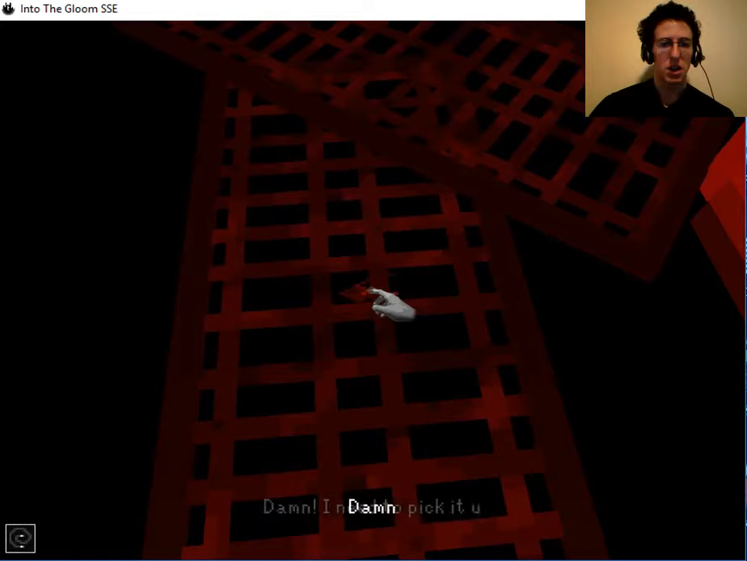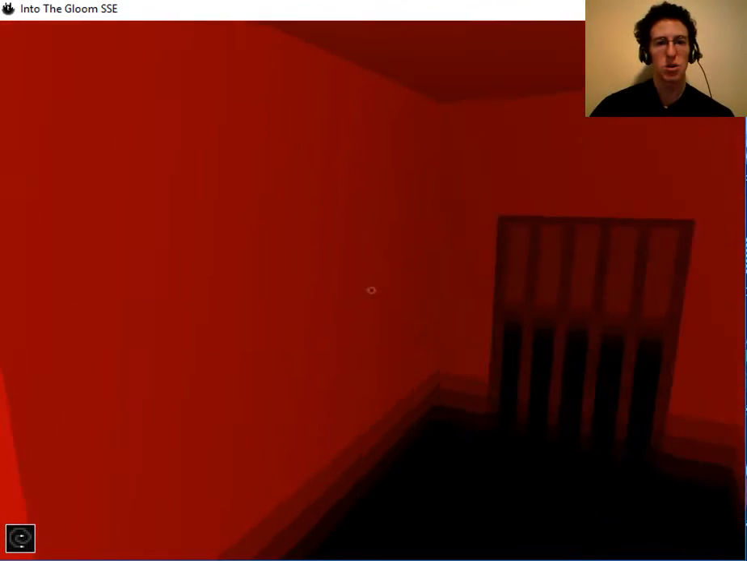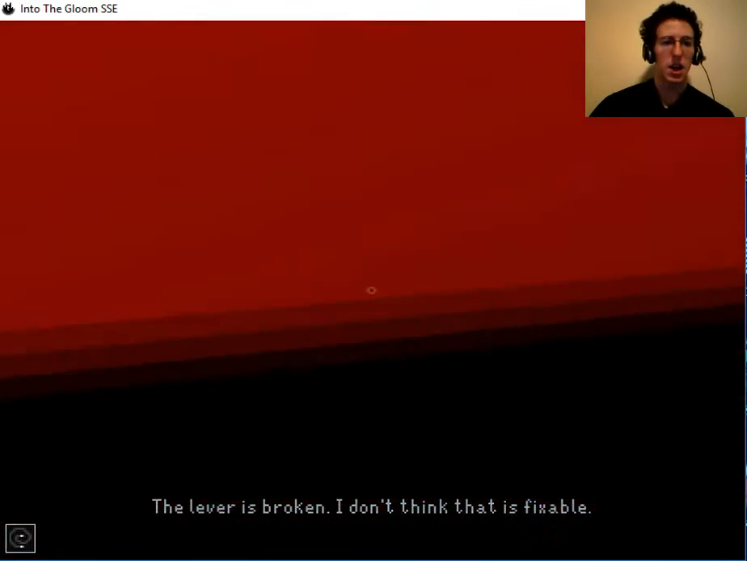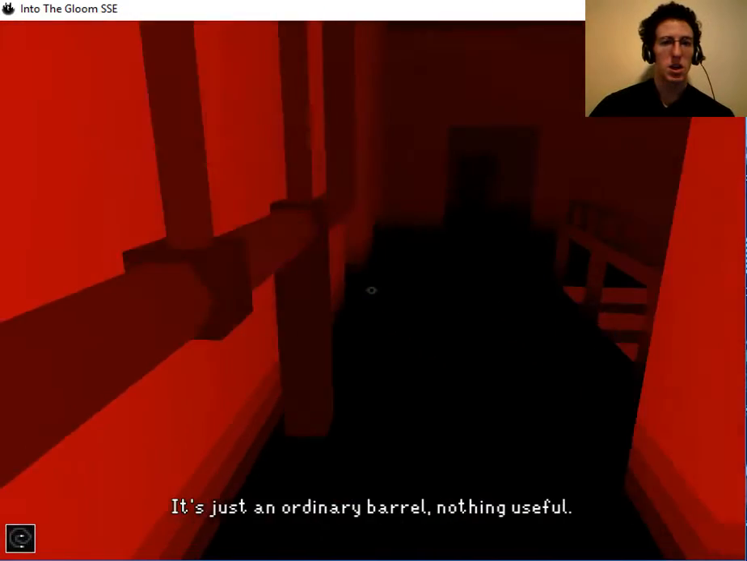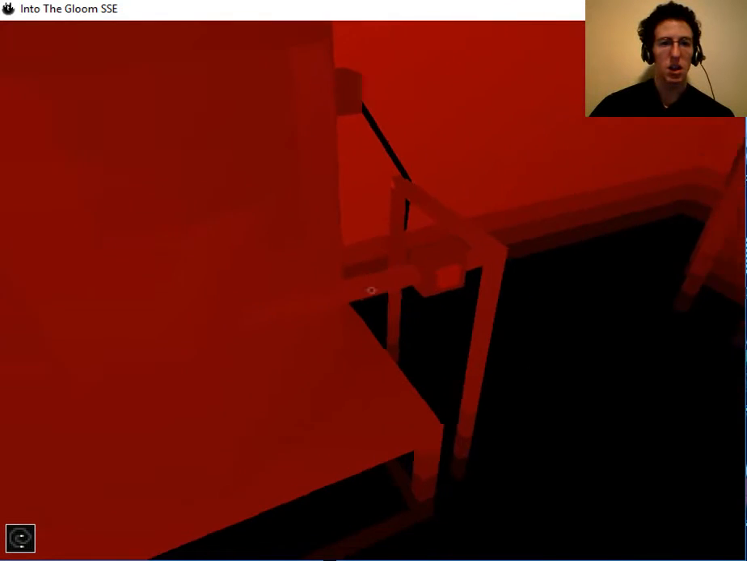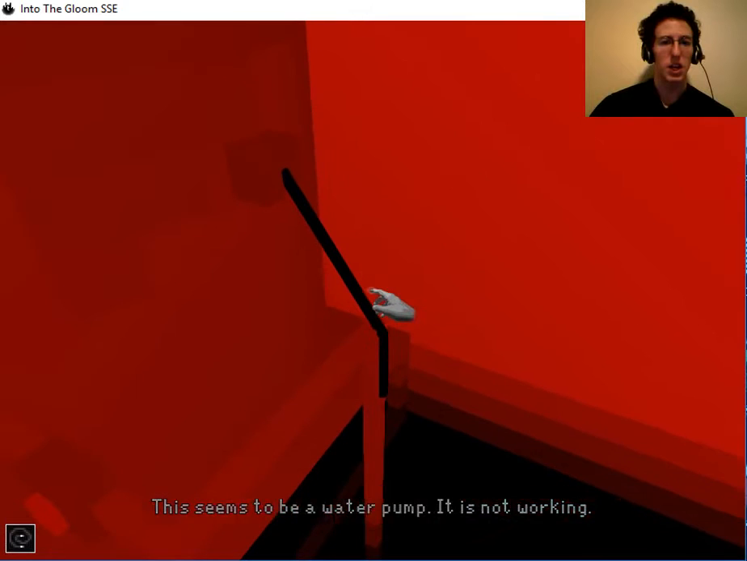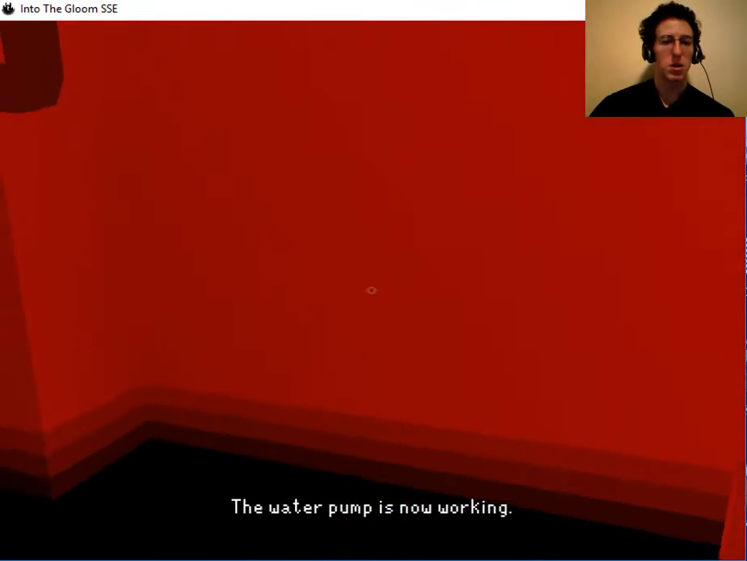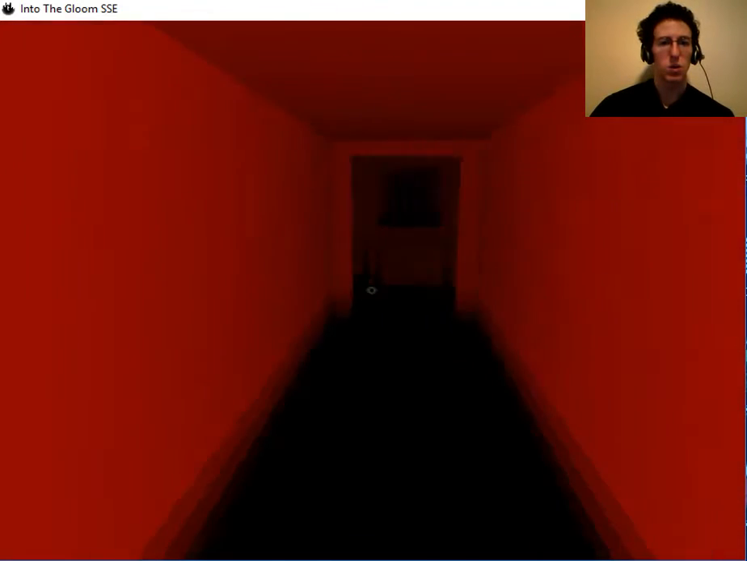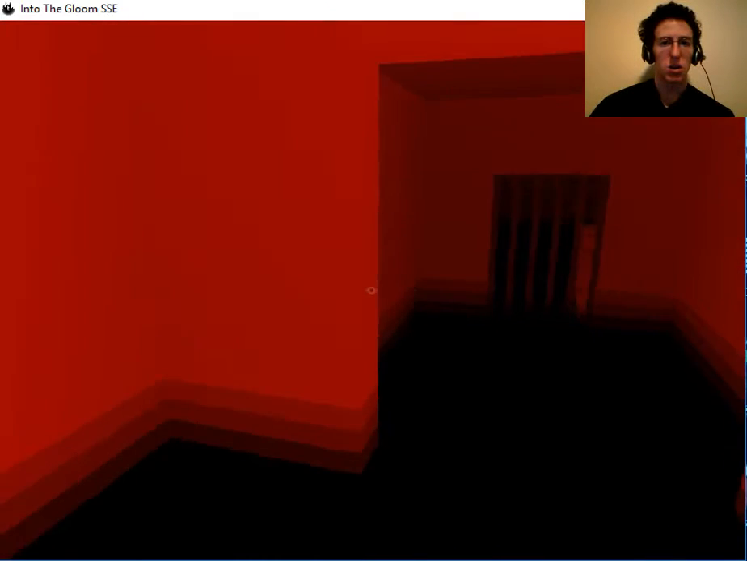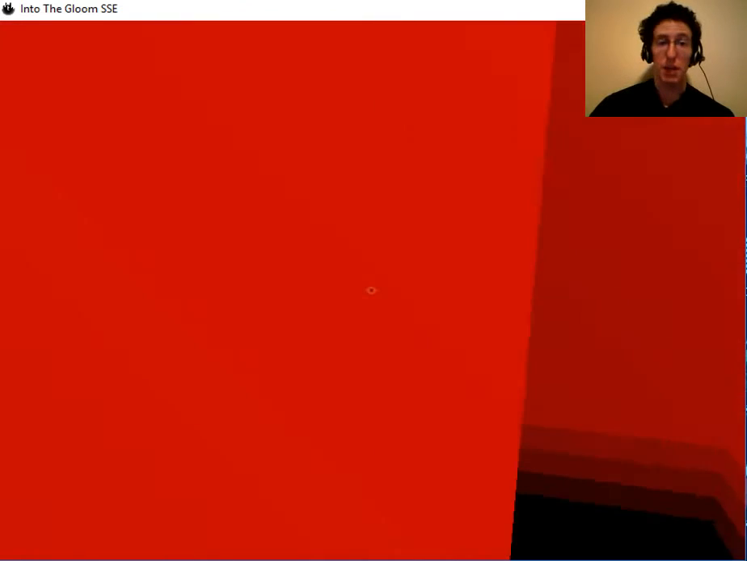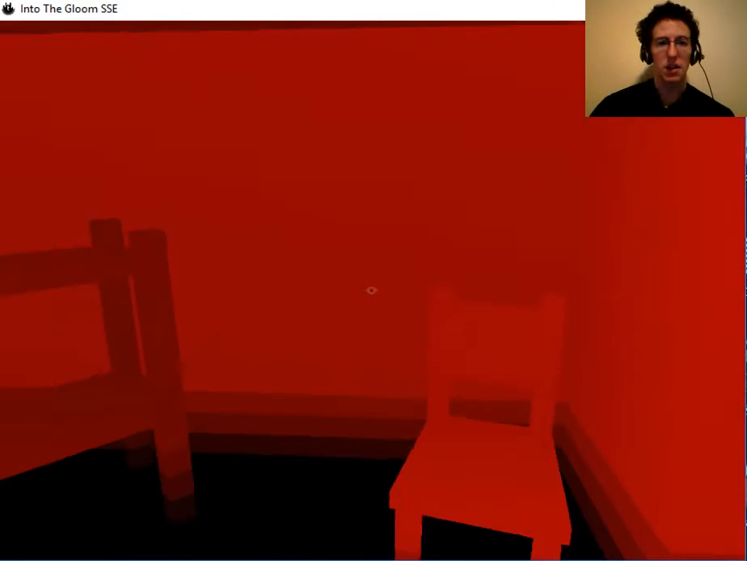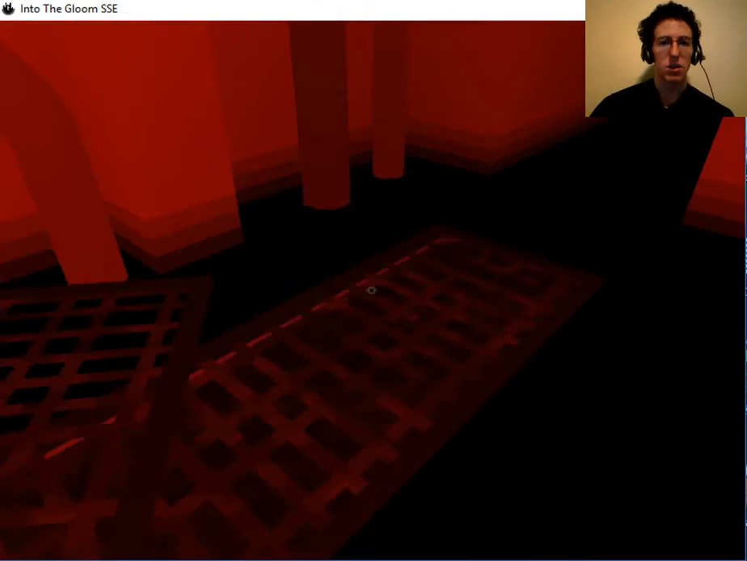Nope. Why am I supposed to? The water pump is not working. Okay. It's fixed, it should work. Generator's already running. Water pump. Okay. Now I can go turn that valve, which will do something? This red color changes the feel of the game completely. I hope that device was waterproof.